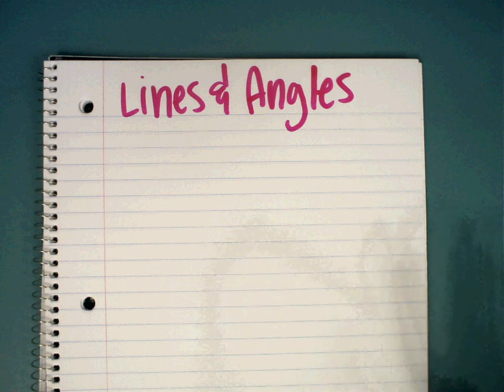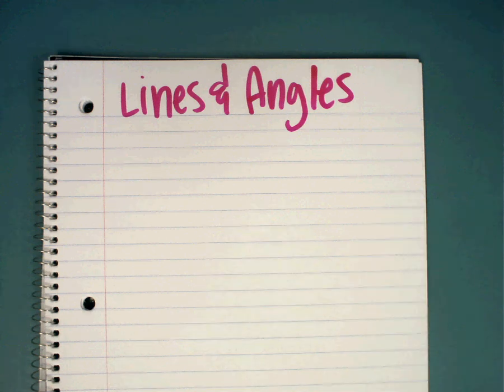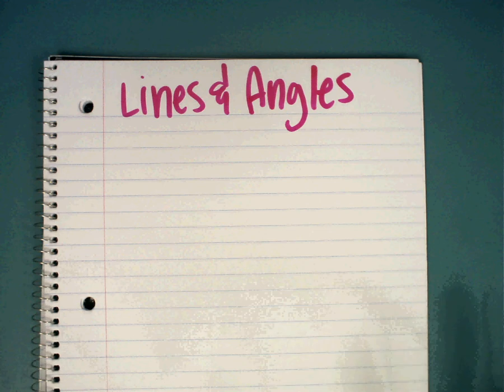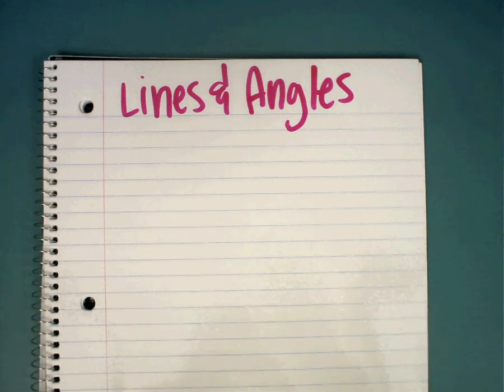Okay, so tonight we're going to start a new unit about lines and angles. This is going to be an intro to our geometry unit, where we're going to start talking about different kinds of angles. We're going to start using a protractor to measure angles. It's going to be a whole lot of stuff, okay? But we're going to start with the basics.